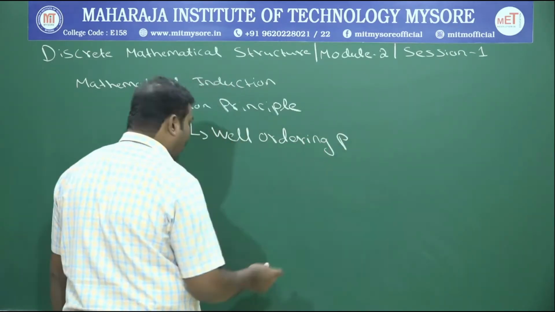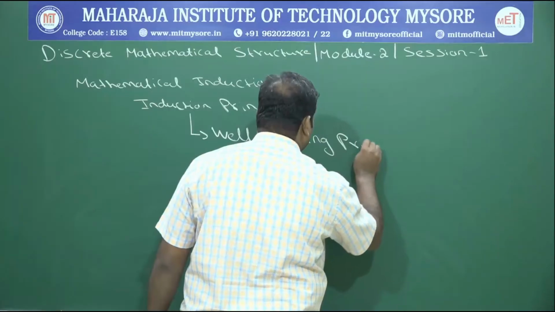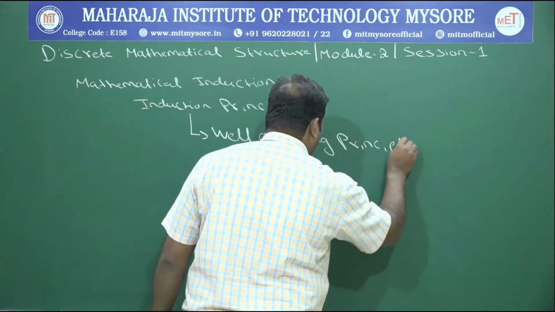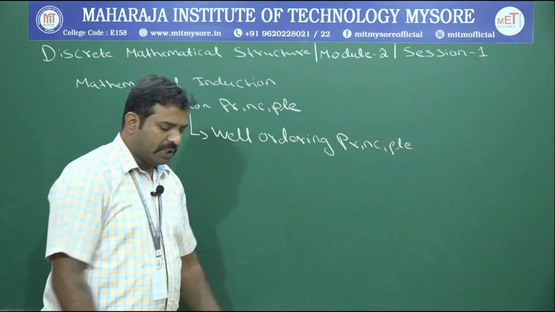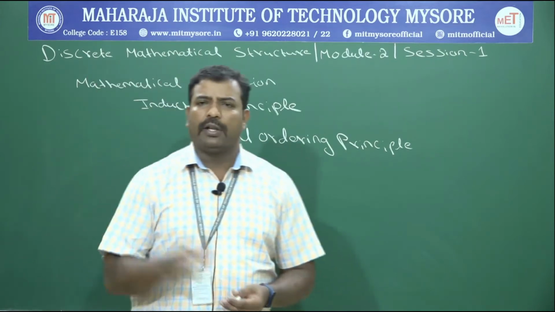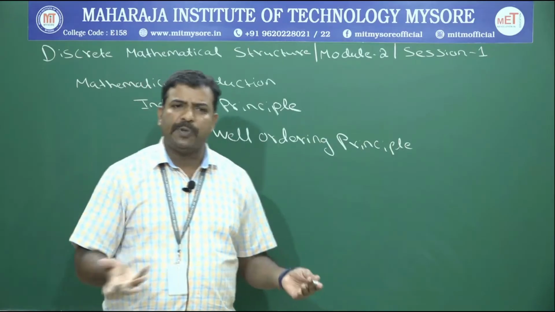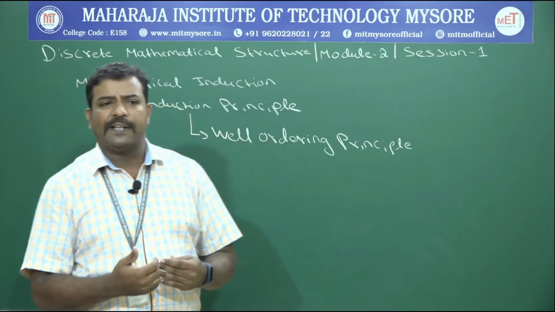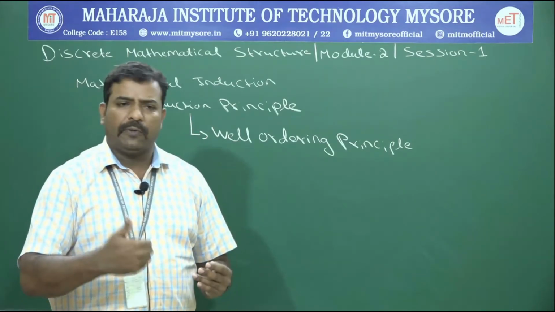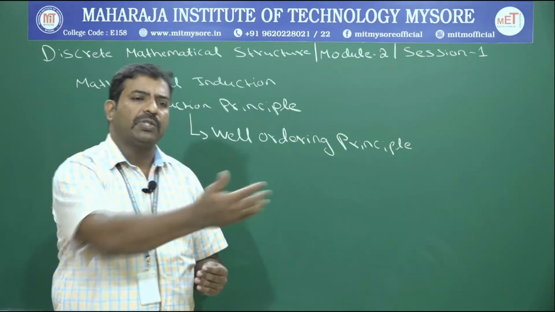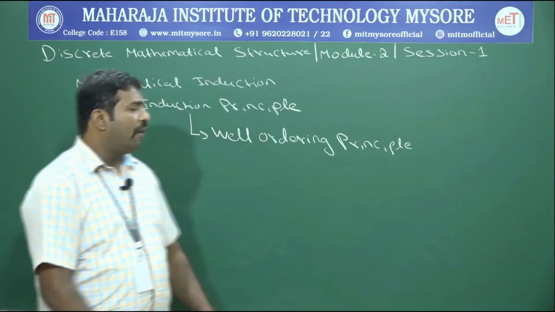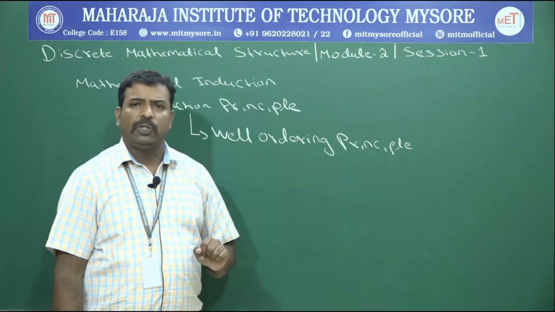So now what is the well ordering principle? We know what order is. Order is something where we arrange the objects in some specific order. That is what we say as ordering: the object 1, or the element 1, the number 1, number 2, number 3 and so on. That is what the well ordering principle is all about.